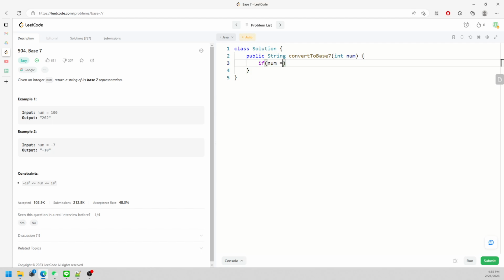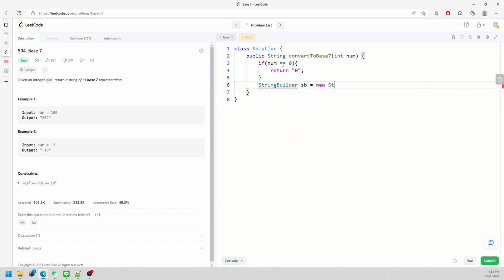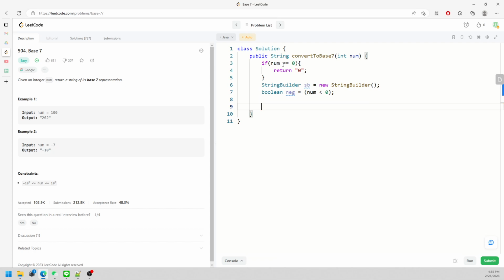So if the num is equal to 0, then I don't have to worry about it, just return the 0 string. And else, just use the string builder. And then I need a flag. This flag is going to represent the negative value. So if num is less than 0, I need to add the negative sign into the string builder, and I will say string builder toString.